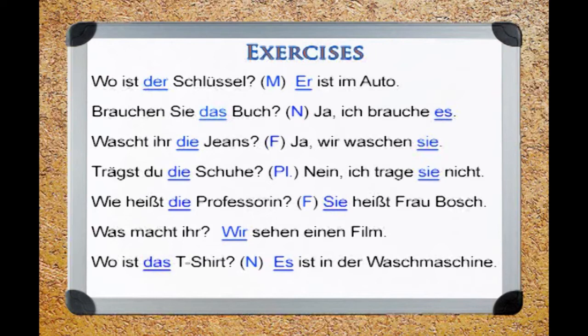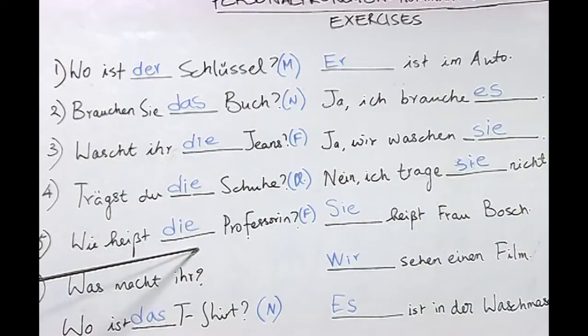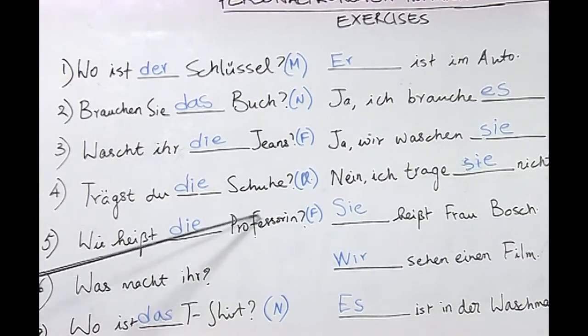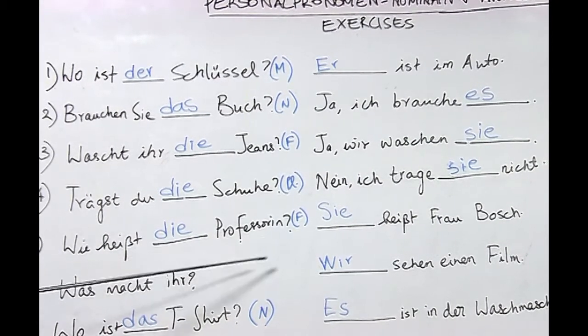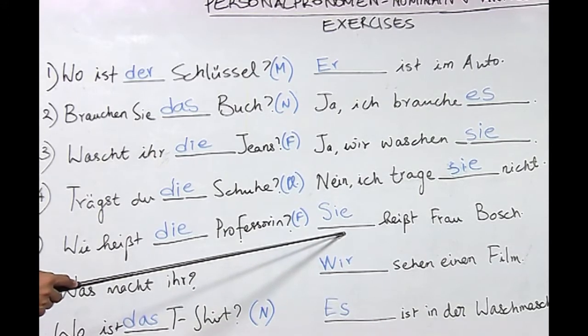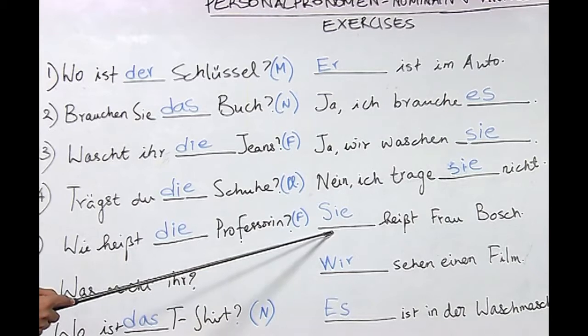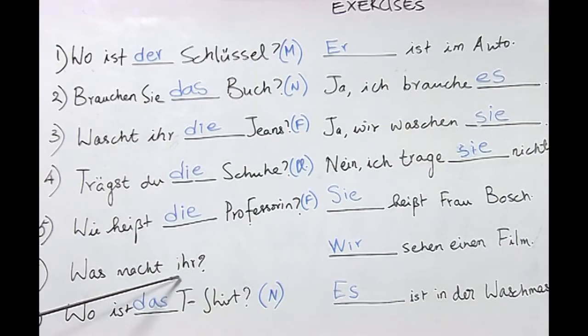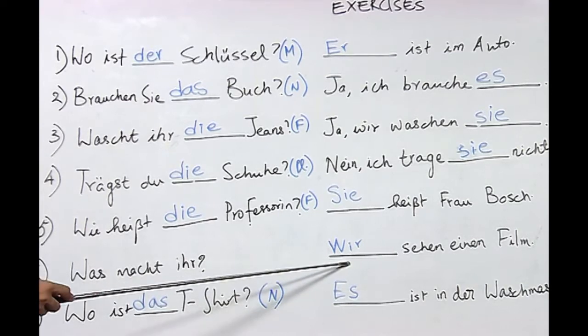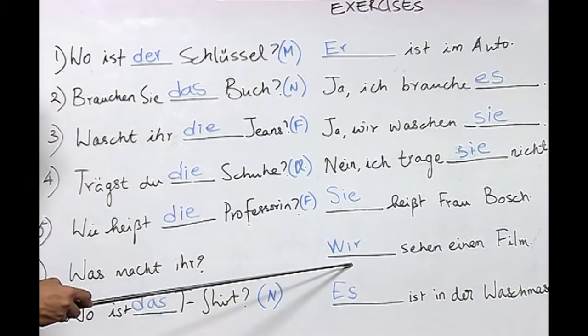Wie heißt die Professorin? Sie heißt Frau Bosch. Here, the student correctly recognized that the noun Professorin carries the article die, which is feminine, and also that this is the only noun here because there are no other nouns, and therefore, the noun here is a nominative, and the correct form of the pronoun of the article die in nominative is sie, which is the right answer. Was macht ihr? Wir sehen einen Film. As you can see here in this question, there are no nouns, only a pronoun, which is ihr, and the answer for this is wir sehen einen Film, where wir is the nominative.